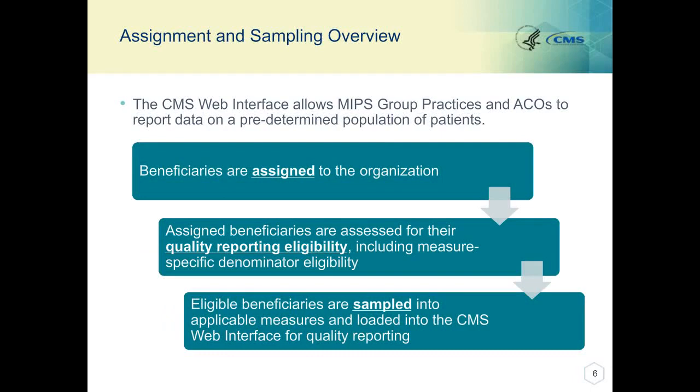Hello, everyone. My name is Sarah Growlert, and over the next handful of slides, I'll be walking through the process that we follow to select the beneficiaries that are populated into each measure in the web interface. Essentially, there are 3 steps that we follow to accomplish this. First, beneficiaries are assigned to an organization. Second, they are assessed for their quality eligibility and denominator eligibility. And third, they are selected into the applicable measures and loaded into the web interface.